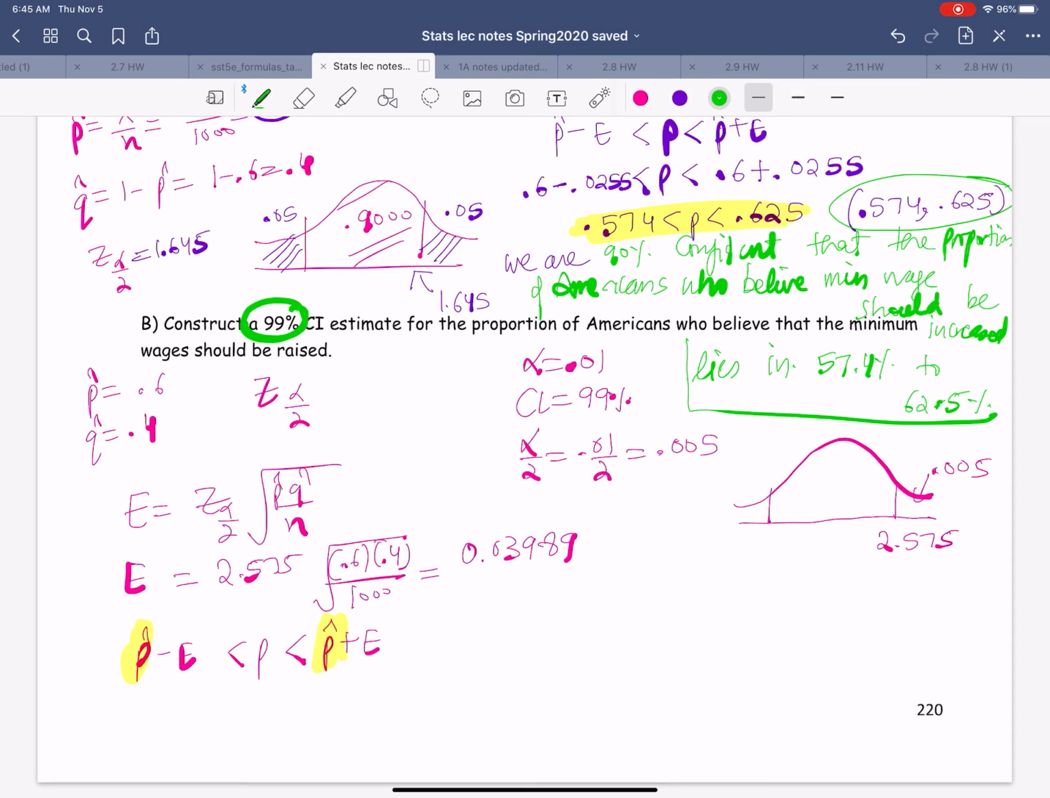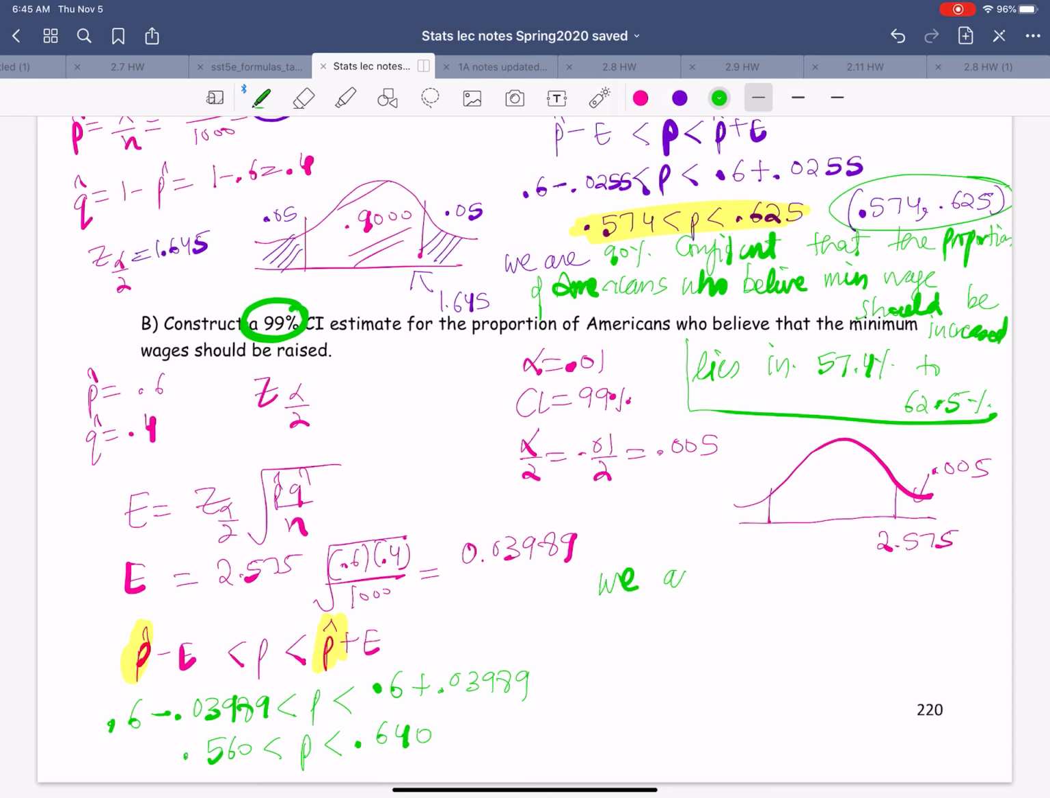Okay. So p hat is 0.6 minus 0.03989, less than p, less than 0.6 plus 0.03989. So we will be adding and subtracting the margin of error from the sample proportion. So that turns out to be 0.560 rounded to 3 sig figs and 0.640 rounded to 3 sig figs. All right, and that's our confidence interval.